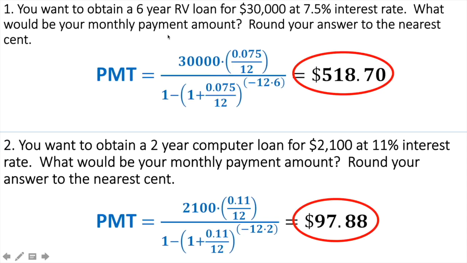Okay, and these function just the same. Neither one of these are car loans. This one's an RV loan, which I guess is a form of a vehicle. But anyway, the second one is a computer loan, but all the payments, everything still work out to be the same.